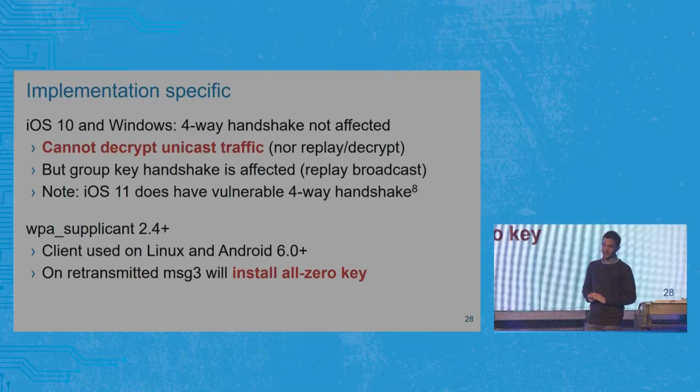Now, against Linux, we have an even more interesting situation. There, the Wi-Fi client that's being used is called WPA supplicant. So it's used on Linux, it's also used on Android. And here, instead of reinstalling this secret session key, the Wi-Fi client will just install an all-zero encryption key. And of course, then your victim is using an all-zero encryption key, meaning you can do whatever you want. You can decrypt the frames it is sending, and you can send any data towards it. So you're basically a rogue access point.